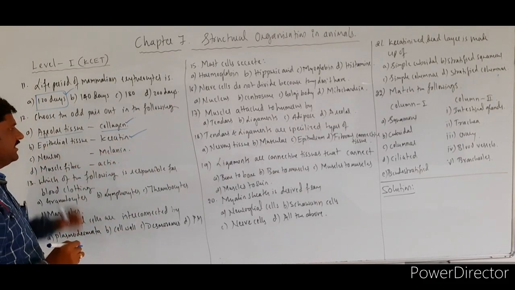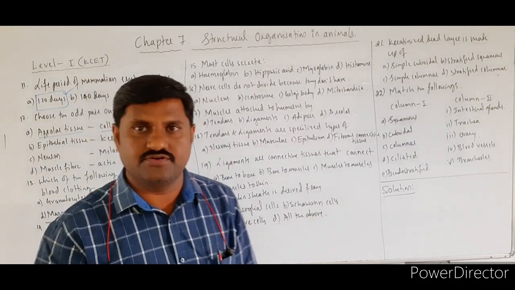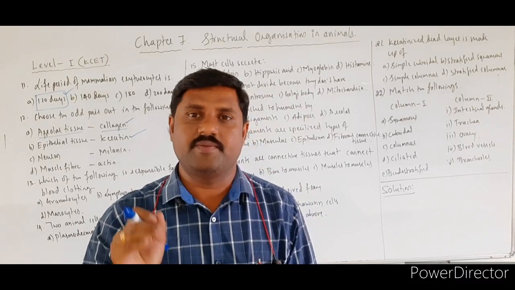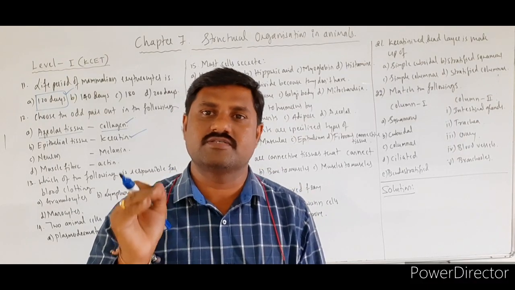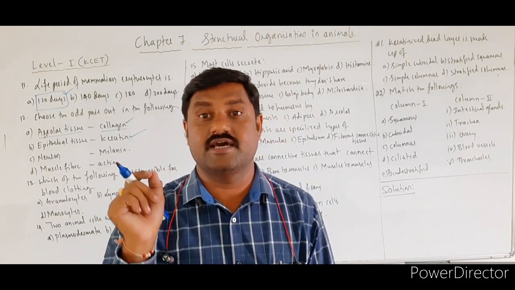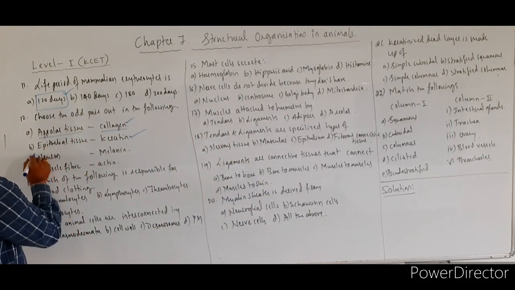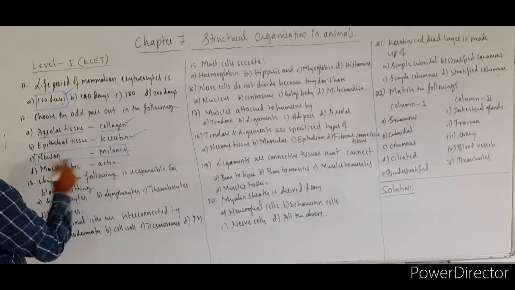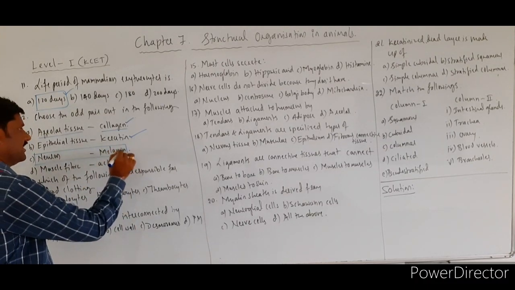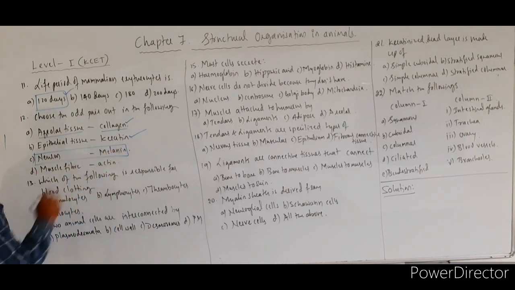Neuron, melanin. Neuron is the structural and functional unit of the nervous tissue. Melanin is nothing but the pigment which is secreted by the melanocytes present in the skin, which is responsible for skin coloration. That's why it is the odd one, right? Neuron is not connected to melanin. That's why this is the correct answer for this question. So this is the odd one, we'll have to remove this one.